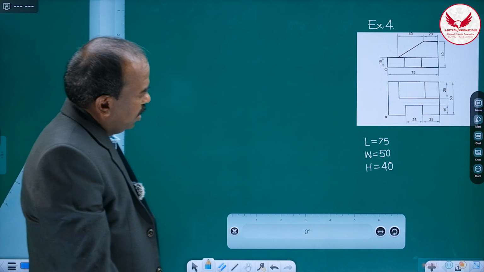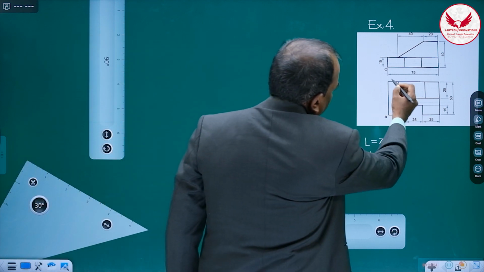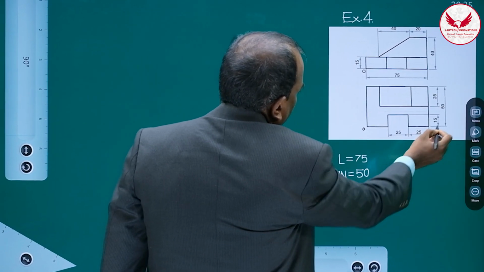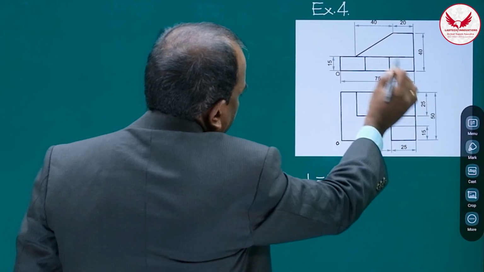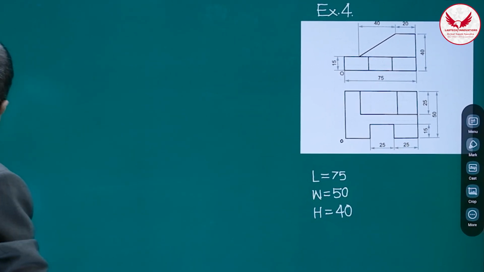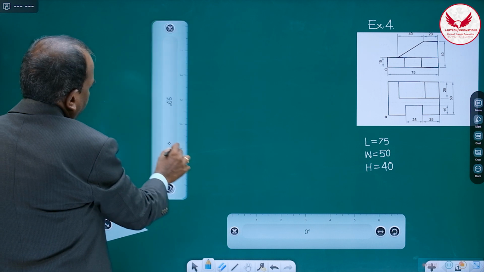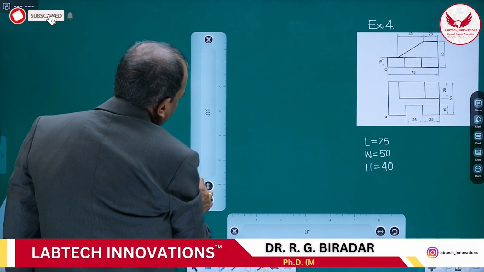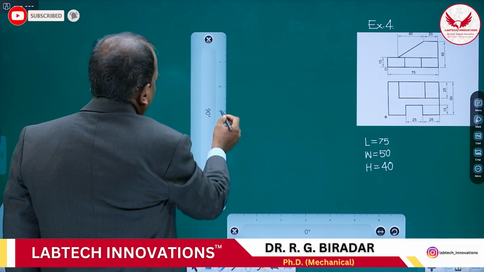It is going to be fast also. So the first is what? If you see this object, its overall length is 75, width is 50 and height is 40. These three dimensions are required. With these three dimensions, prepare the isometric view. And how to prepare this isometric view?